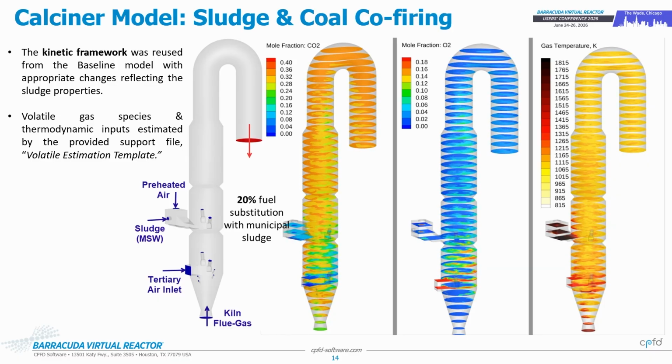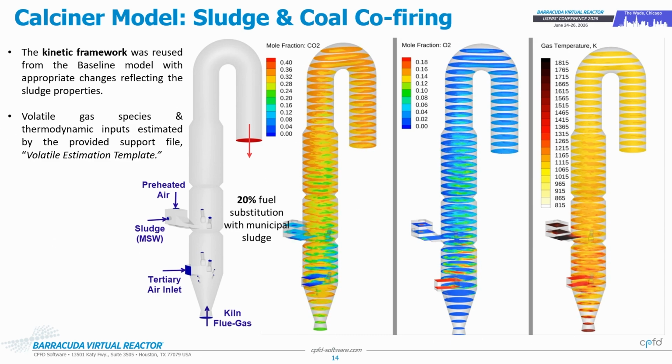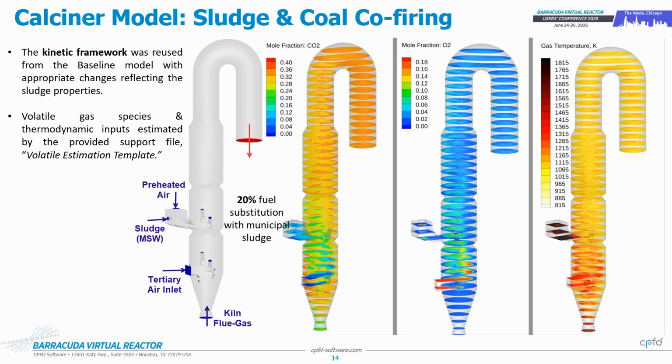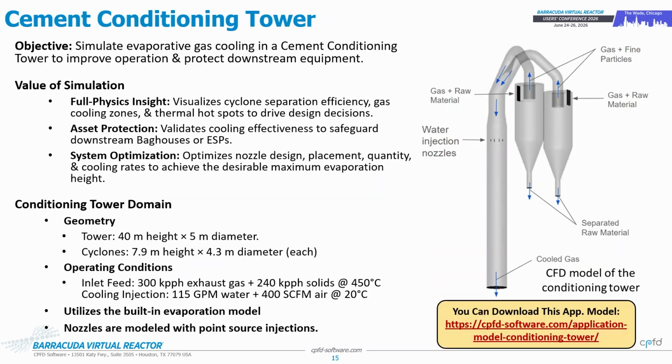And just like the previous qualitative analysis, we can do the same. We have provided the post-processing template, so you can easily recreate the same results. So this one shows the CO2 mole fractions, the oxygen mole fractions, and finally the gas temperature. Okay, so now we are done with the calciner.